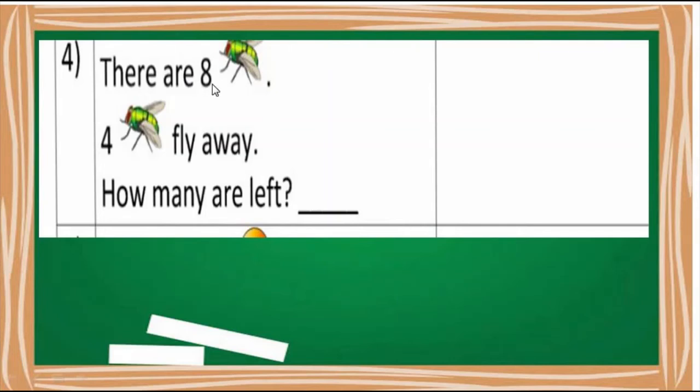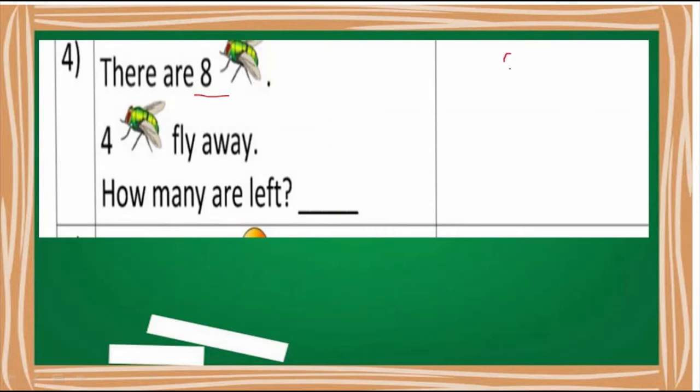There are 8 honeybees. How many honeybees are there? 8. 4 honeybees fly away. How many are left? So, first of all, we have to prepare an equation. Whenever we are going to make problem sums, first of all, we have to make an equation by ourselves. See, how can we make it? First of all, we have to write the things, the number of which we are having.